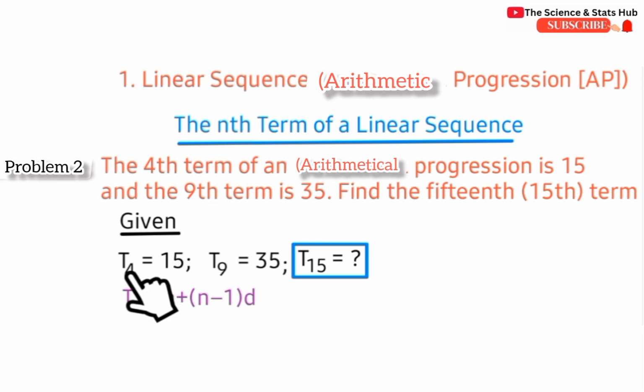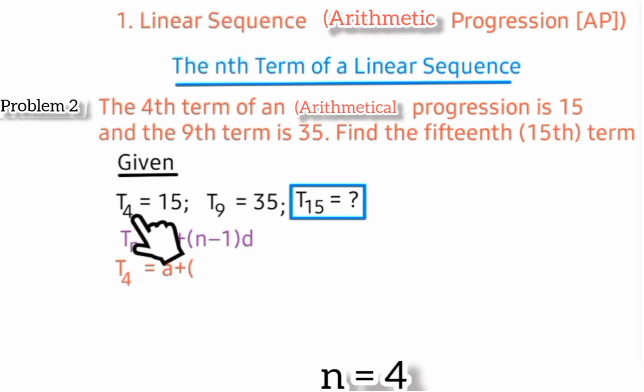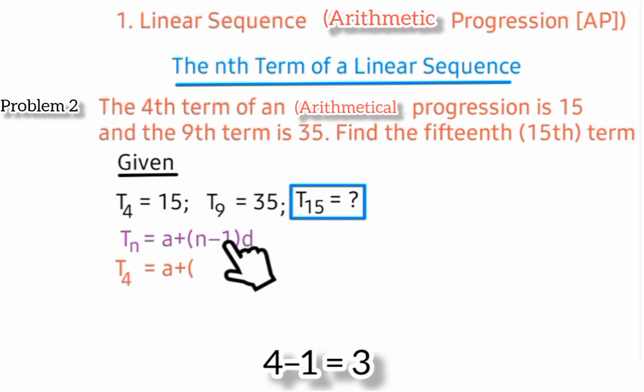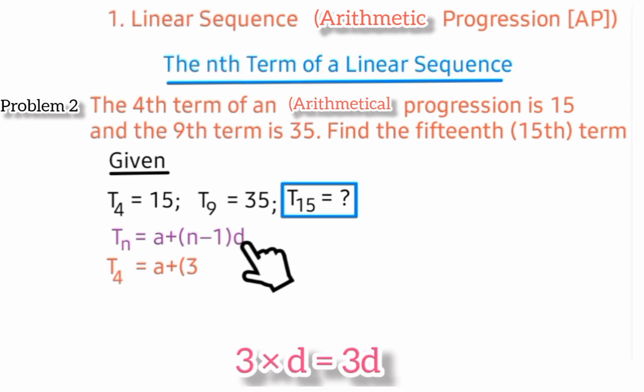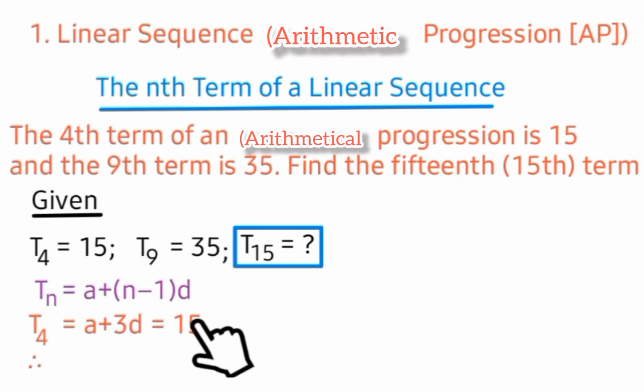We were given the fourth term as 15. So going by our formula, the fourth term will be a plus (n minus 1)d, our n value being 4, that is the fourth term. 4 minus 1 gives 3. So 3 multiplied by d, 3d, and the term is equal to 15. Therefore, a plus 3d equals 15, to be called equation 1.